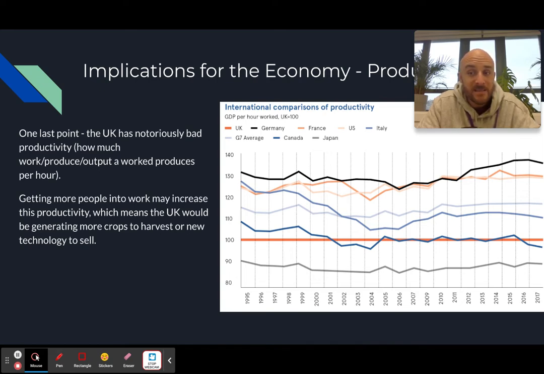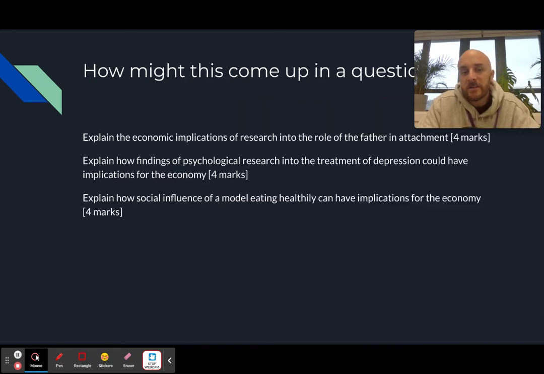How you would phrase this depends on the question, doesn't it, really? So these are the questions that have come up before. Now, the thing you need to be wary of is that you're actually unlikely to get an implications for the economy question in the research methods section. It doesn't really come up that often. It usually comes up in the other sections: attachment, psychopathology, social influence, for example. There's schizophrenia, although it's not come up in that yet. So if you have a look at this first question just here, outline the economic implications of research into the role of the father. That's a tough question.